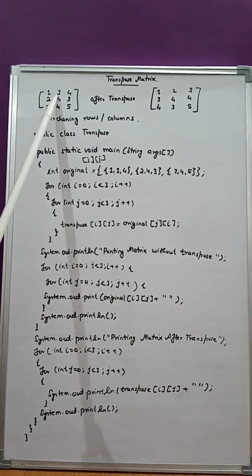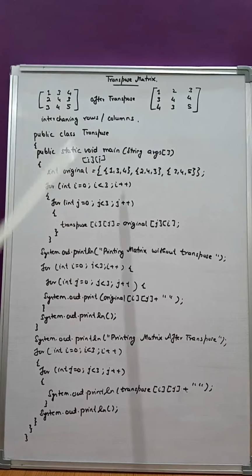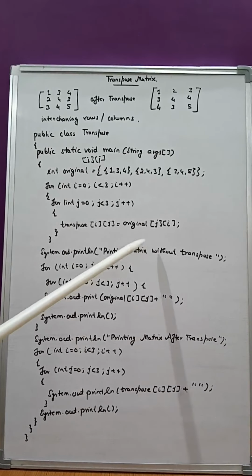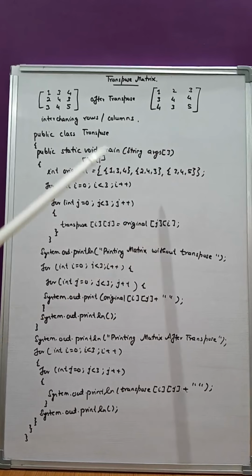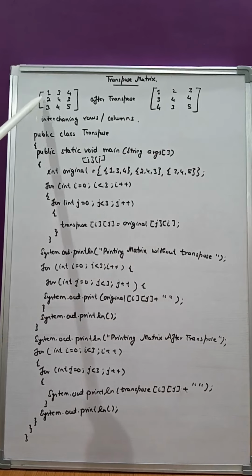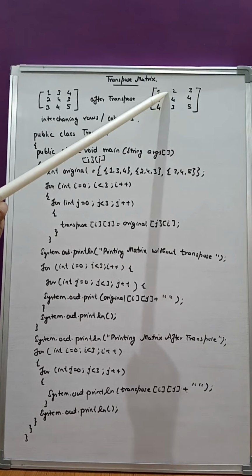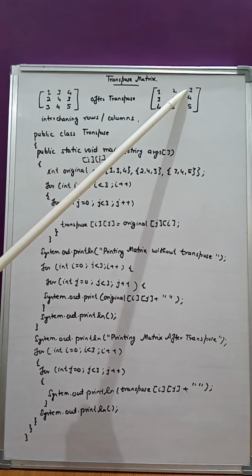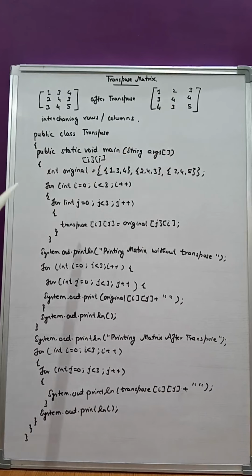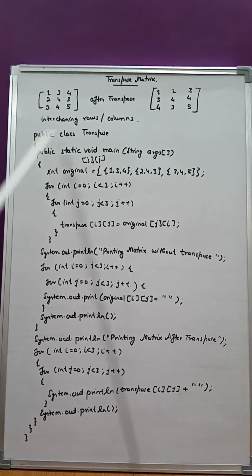So at 0,1, we have to exchange the value. We have taken the value of original j of i, that means the value at 1,0. This value at 1,0 is placed here in the transpose matrix. In this manner, when the loop runs the third time, again the value 3 will be updated in this row. In the same manner the process will go on, and all the values will be stored like this.